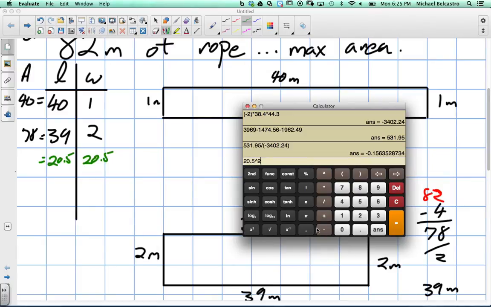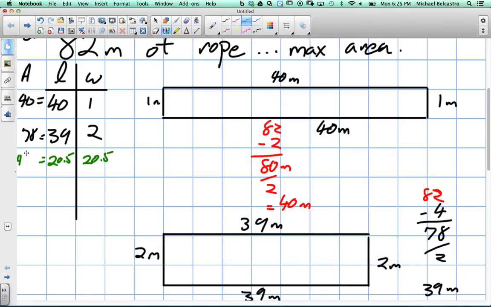20.5 squared. Much bigger area. Look, they were working with 40, 78. We're at 420.25. So a huge number, right? For 20.25. I don't know why I crowded myself like that.